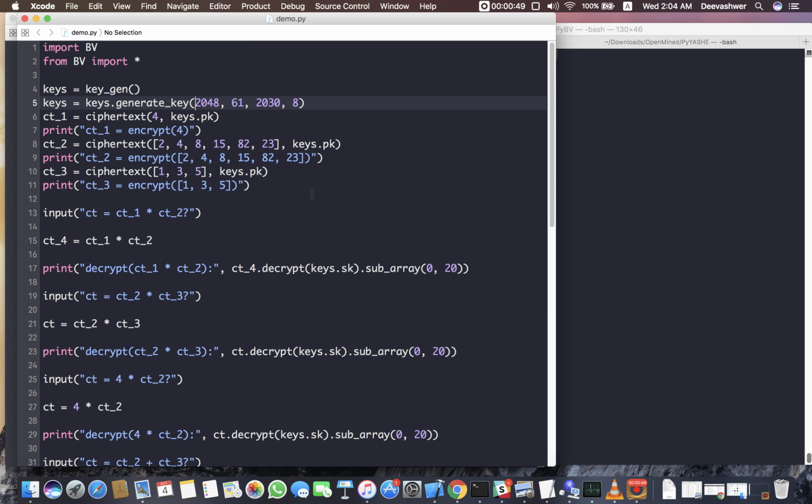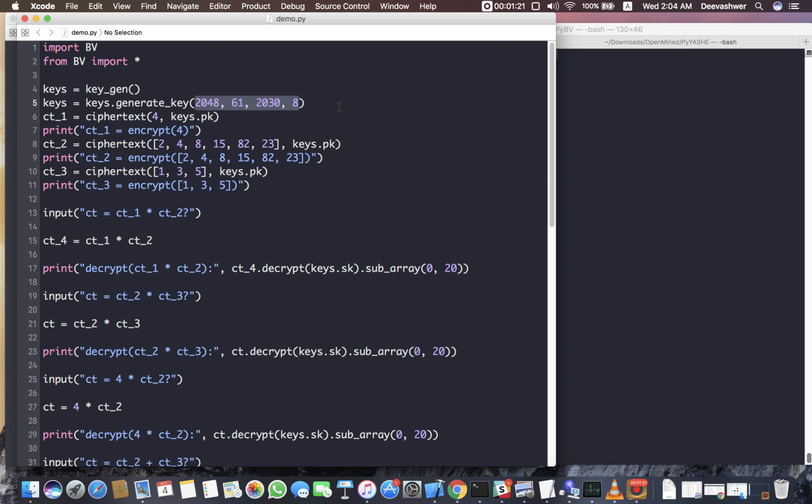So let's get to PyBV first. These numbers are actually the parameters for the scheme. 2048 is the maximum degree of the polynomial that we'll be dealing with, and it is also the maximum number of messages that we can encrypt in a single ciphertext. 61 is the bit size of the modulus that will bound each coefficient of the polynomial, be it a ciphertext or a plain text.